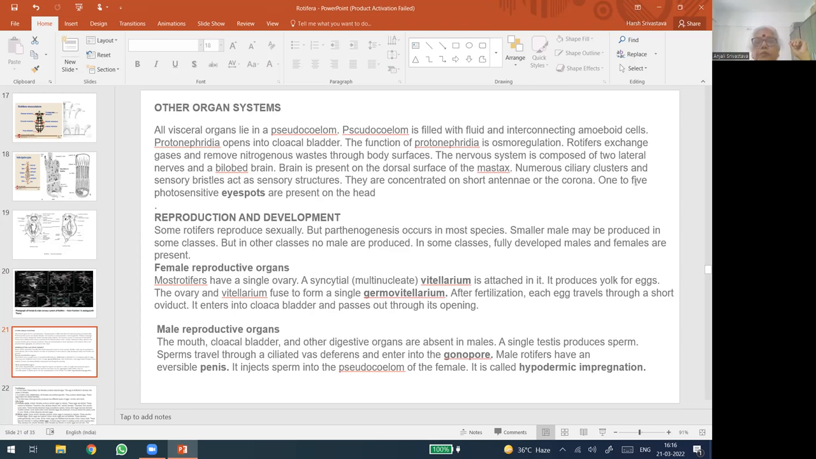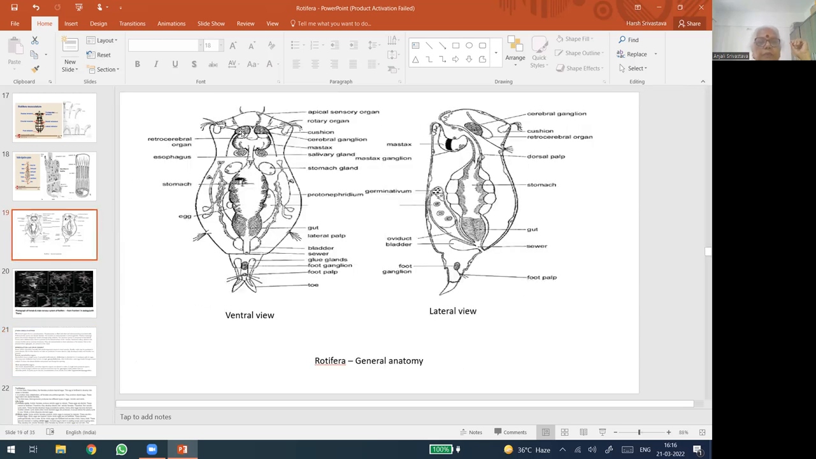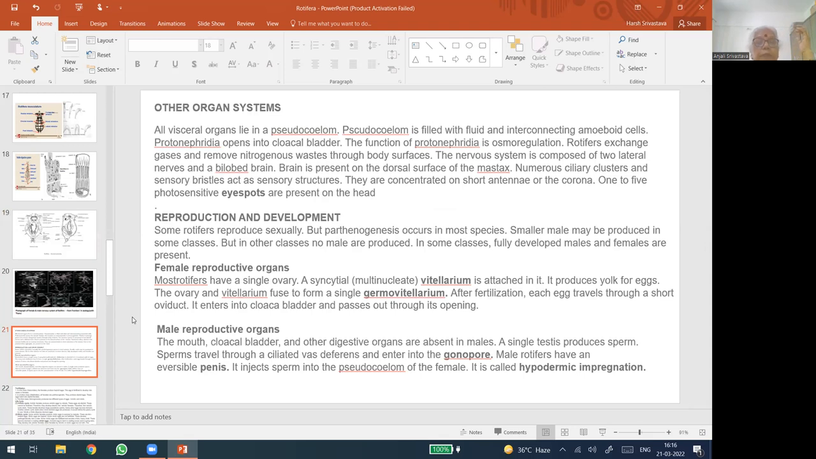The nervous system is composed of two lateral nerves and a bilobed brain. It is shown here: this is the brain region, and the two bilobed structures are there, and then the nerves come out of this. The nervous system, as I have shown in this photograph, can be seen from here. The brain is present on the dorsal surface of the mastax. Numerous ciliary clusters and sensory bristles act as sensory structures. They are concentrated on short antennae or the corona. One to five photosensitive eye spots are present on the head.